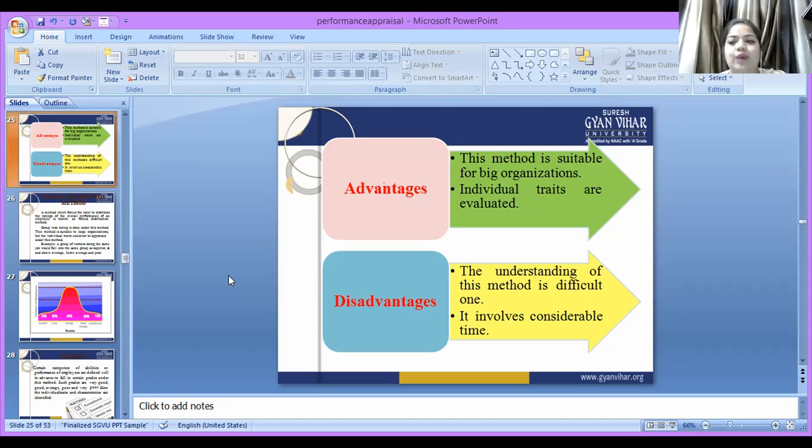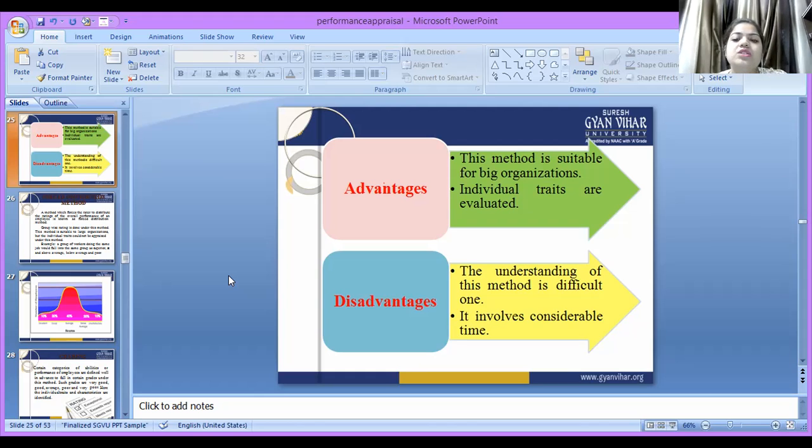What are the disadvantages? Understanding this method is difficult. Whenever we have a large number of employees in the organization, we need to appraise them so that there is no bias created by the manager. But when we use this method, it creates difficulty in comparison, because we have to compare one employee with the others. Suppose 100 employees are working there, we will compare one employee with the 99 others. So it will take too much time.